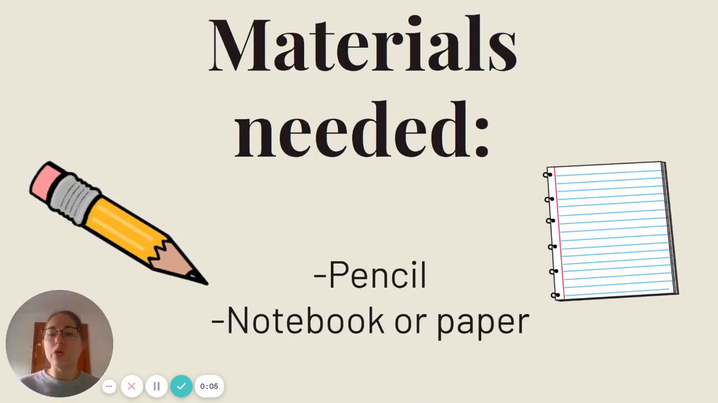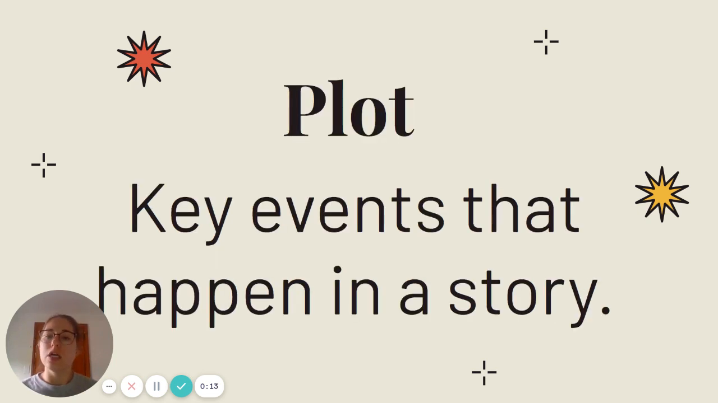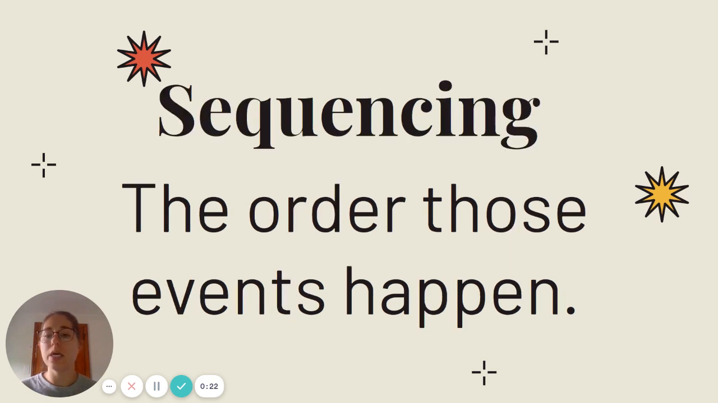Today you will need your pencil and a notebook or a piece of paper. You're going to be learning about sequencing today. Just as a reminder, the plot are the key events that happen in a story, and sequencing is the order that those events happen.